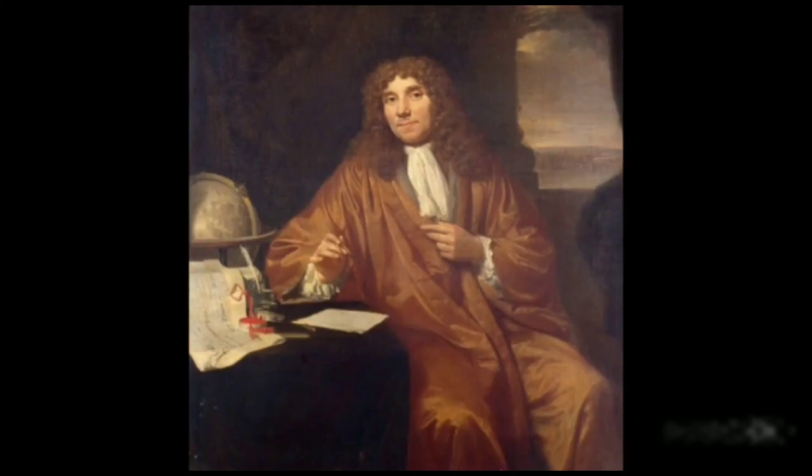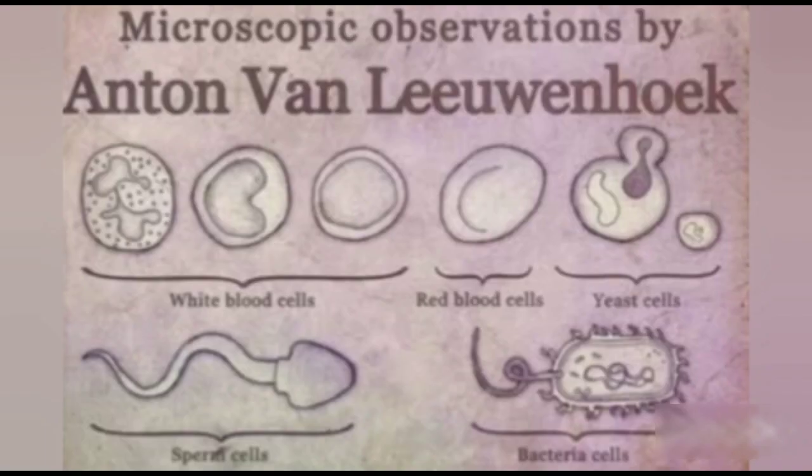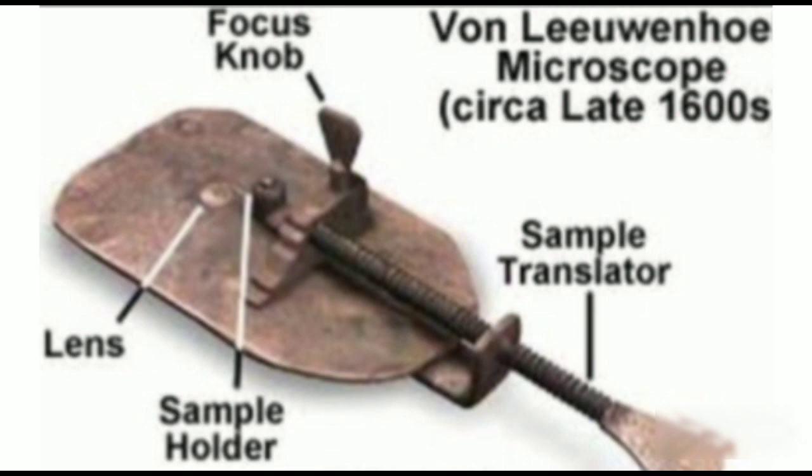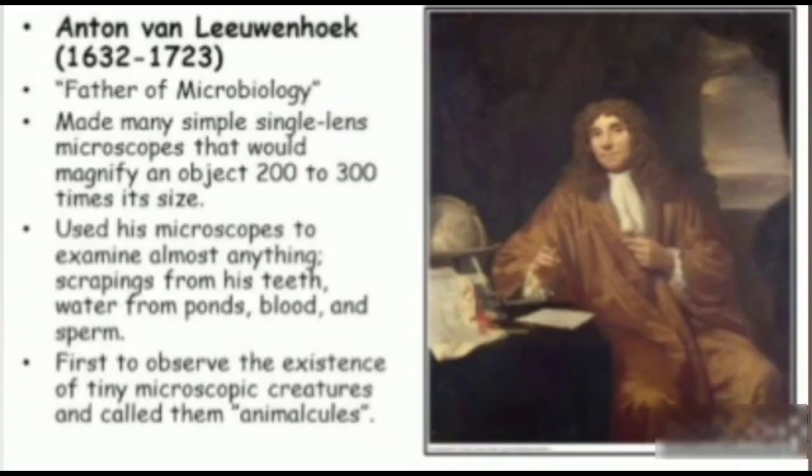Other than this, let us learn about Antony von Leeuwenhoek. In the year 1674, he was the first human to see living bodies like bacteria, yeast and protozoa. He prepared several types of magnifying glasses and used his lenses to study living and non-living things. He is called the father of microbiology. Microbiology is nothing but the study of microorganisms.